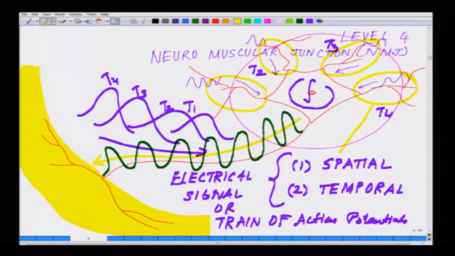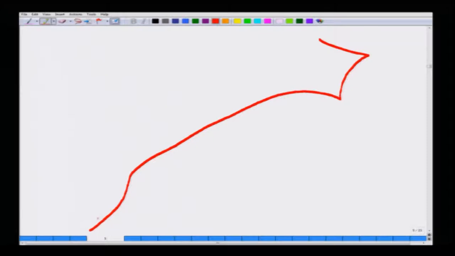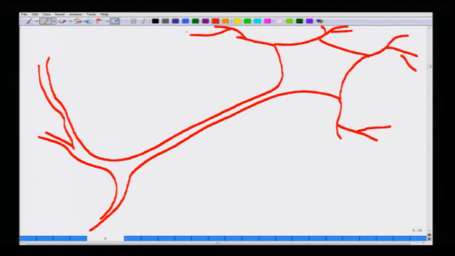At this stage there are two things I wish to bring to your notice. First of all, these neurons are myelinated. If this is your motor neuron, this is how the process is, and here you have the nucleus. So these are all myelinated structures. Myelinated in the sense that they are something like this.